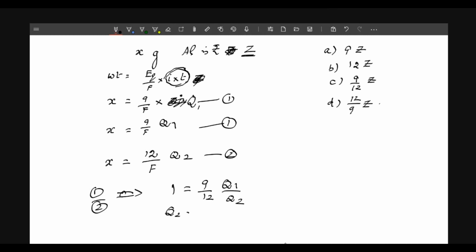Therefore, Q2 is equal to 9 by 12 Q1. Q1 is the electricity per tube required for the production of X gram of aluminum, for which they have spent Z rupees. Therefore, for Q2, you have to spend 9 by 12 Z. Therefore, the correct answer is this much. In this way, you can calculate this type of problem.